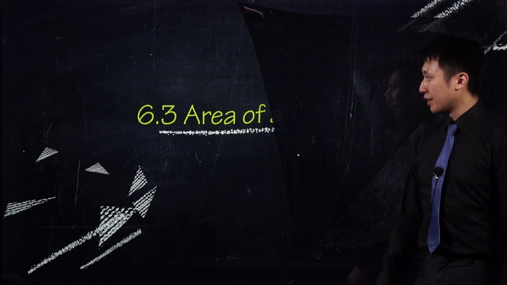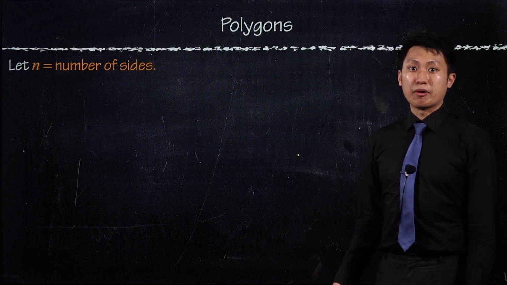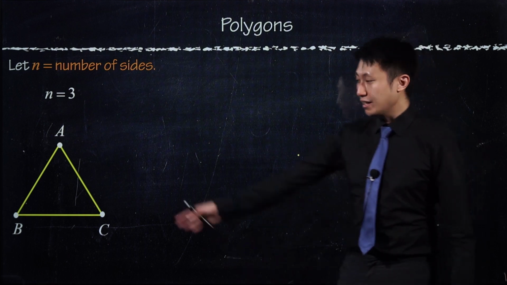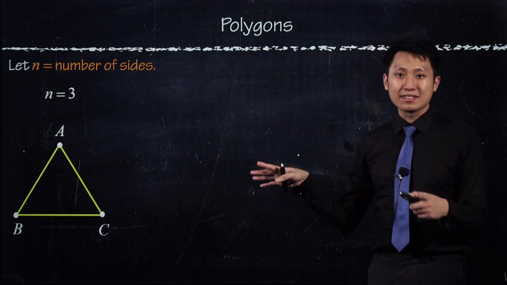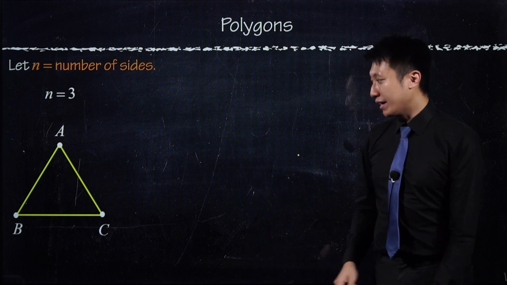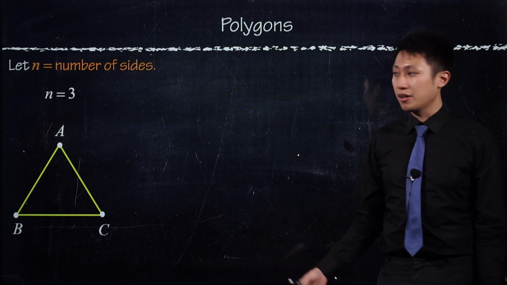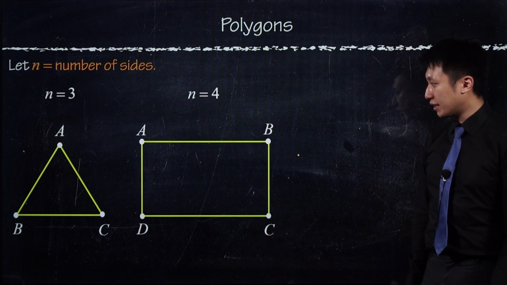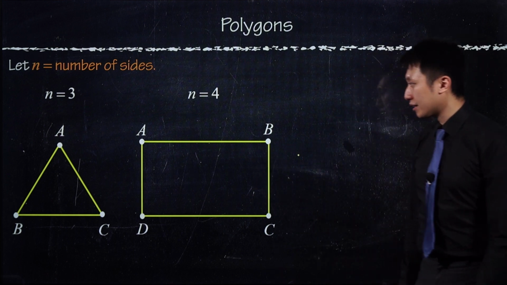So now let's talk about this. Let n be the number of sides in a polygon. Let's say n equals 3, then we have this, right? It doesn't have to be so nice or so balanced and symmetrical. Any triangle will do. It's a polygon with 3 sides. A polygon with 4 sides can be a rectangle, a parallelogram, and so on.